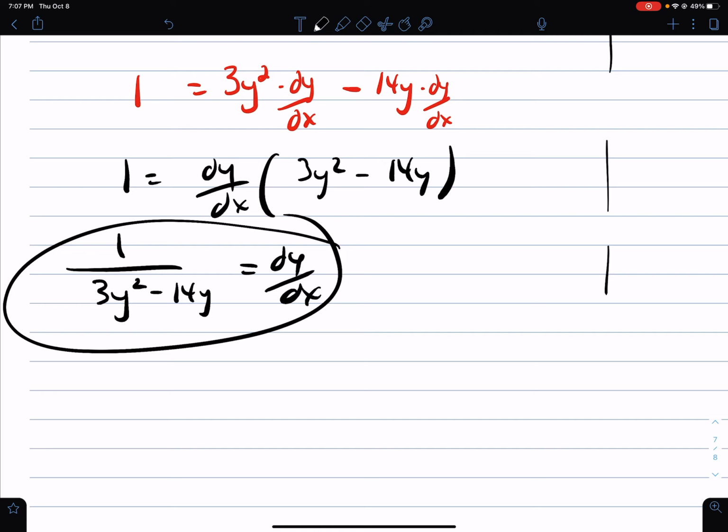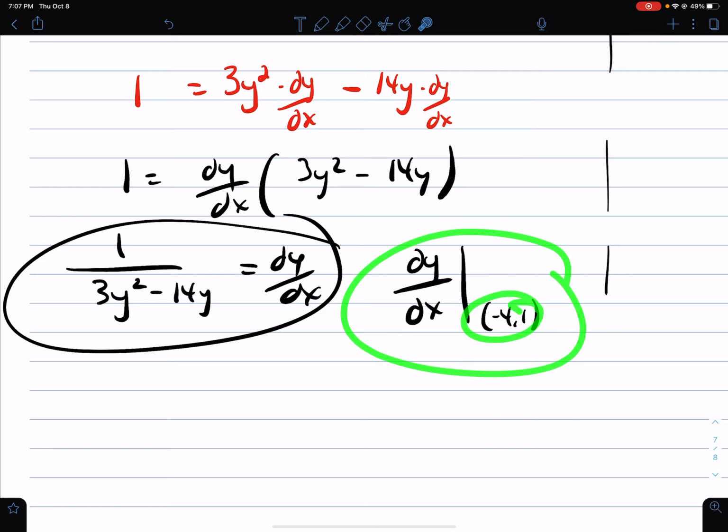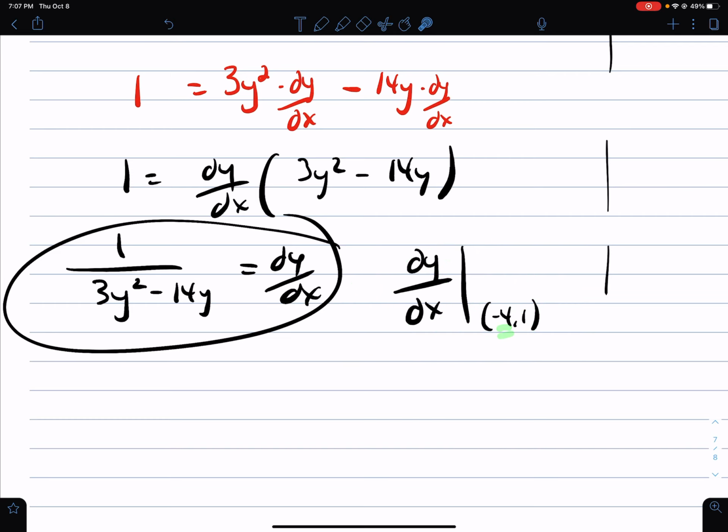Awesome. We definitely did it. And if you had to evaluate that function at the point (-4, 1), notice that notation just means we're evaluating this function at that point. We actually don't even need the x value according to that. So you can go ahead and finish that up.